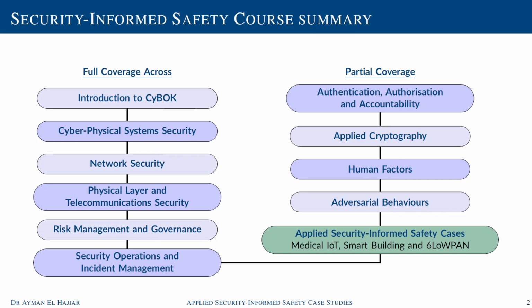The Security Informed Safety course summary shows that we have covered quite a lot of different knowledge areas for CyBOK. Full coverage includes introduction to CyBOK, cyber physical system security, network security, physical layer and telecommunication security, risk management and governance, and security operation and incident management. In addition to this, the course also partly covers authentication, authorization and accountability, applied cryptography, human factors, and adversarial behaviors.